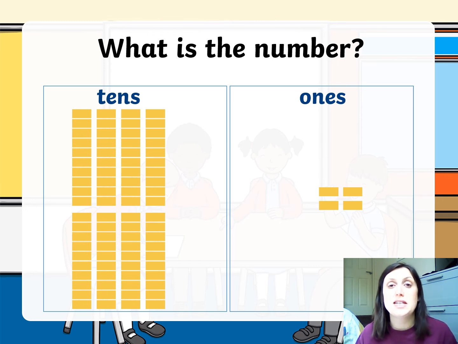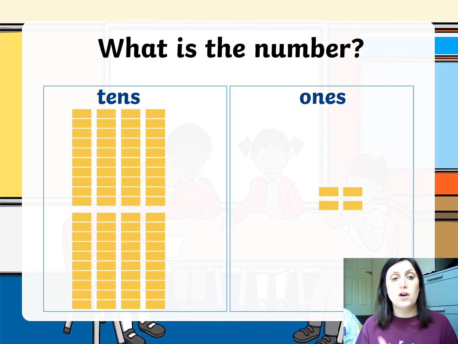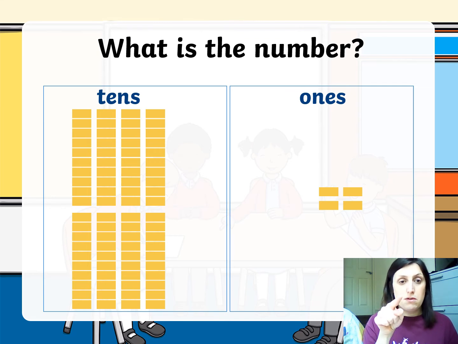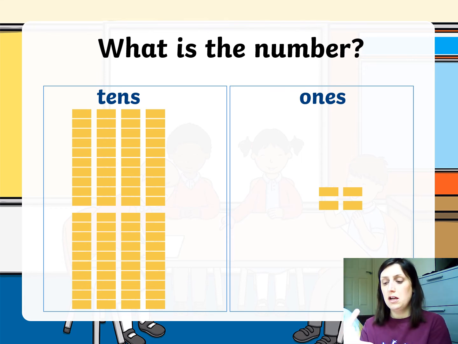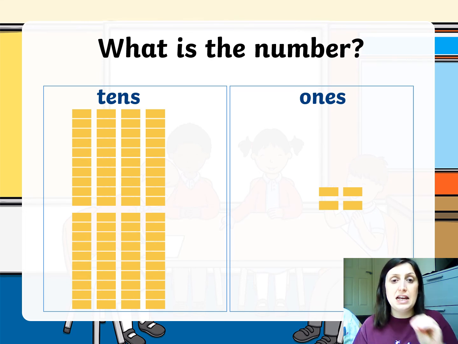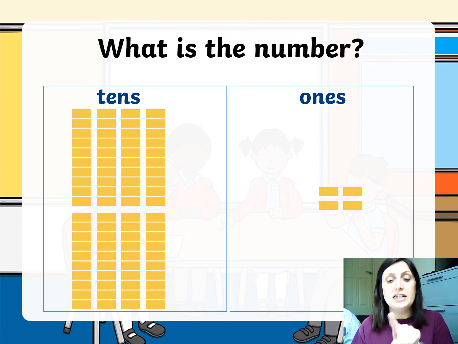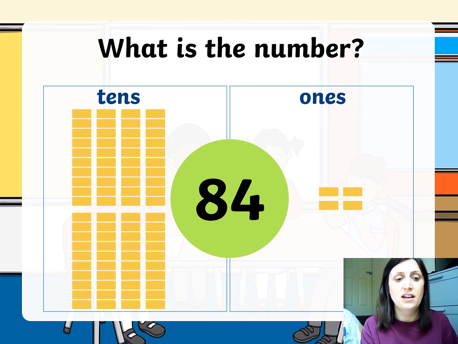Okay, so that was your 25 seconds. Let's have a look at this one. It goes a bit higher, doesn't it? So we've got 1, 2, 3, 4, 5, 6, 7, 8 tens. So 8 tens is going to be 10, 20, 30, 40, 50, 60, 70, 80. It's got 80, 81, 82, 83, 84. There we go.